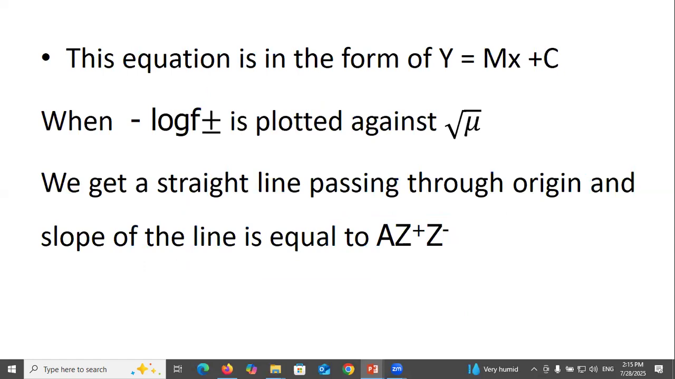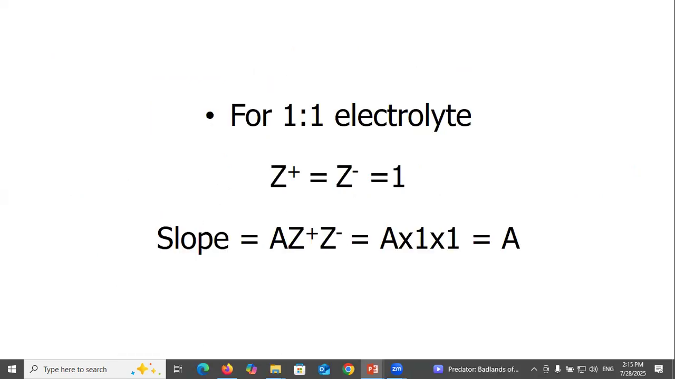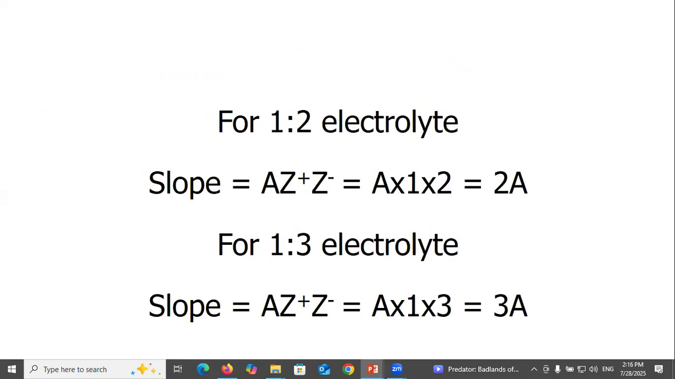This equation is in the form of y equals mx plus c. When minus log f plus minus is plotted against root mu, we get a straight line passing through the origin, and the slope of this line equals A z plus z minus. For a 1:1 electrolyte, z plus equals z minus equals 1, so slope A z plus z minus equals A. For a 1:2 electrolyte, slope equals 2A, and for a 1:3 electrolyte, slope equals 3A.